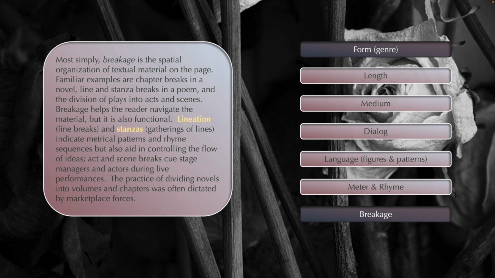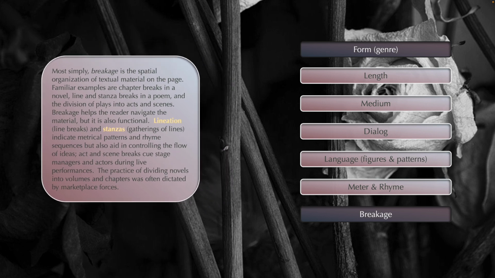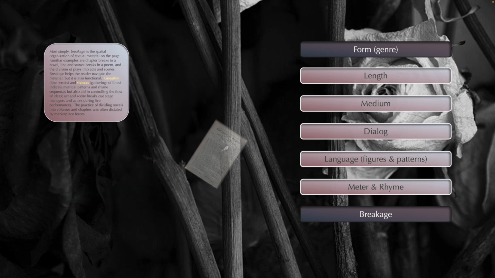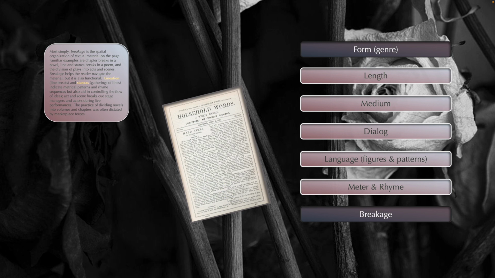The practice of dividing novels into volumes and chapters was often dictated by marketplace forces. A really good example of that would be Charles Dickens. He was famous for this. His weekly journal, Household Words, for example, published the work of some of his contemporaries like Elizabeth Gaskell, and his novel Hard Times appeared in a few chapters every week throughout the summer of 1854. It wasn't published as a single book until much later.